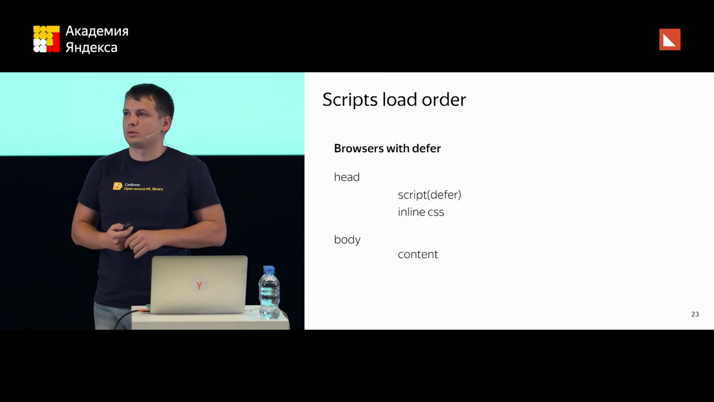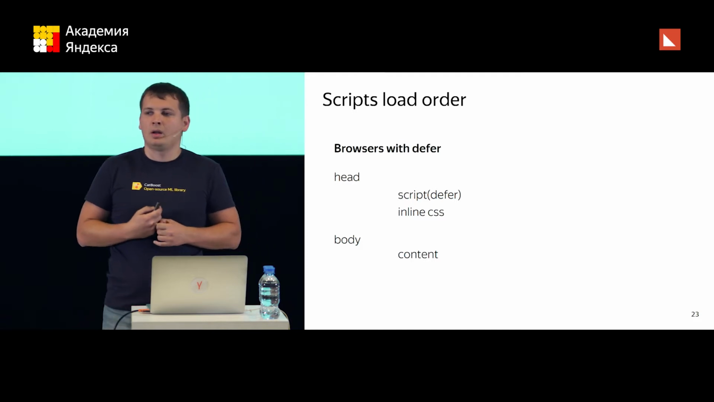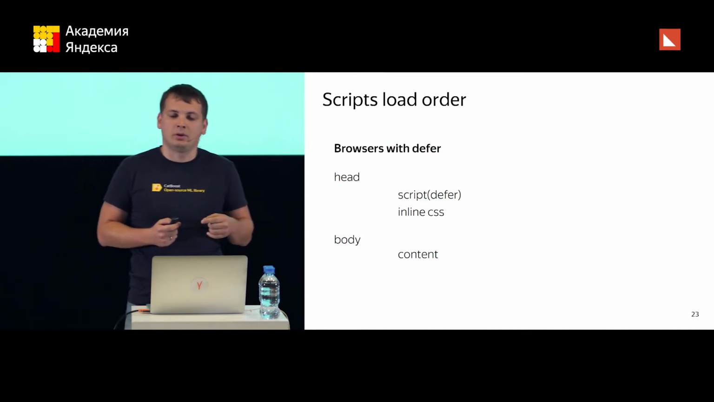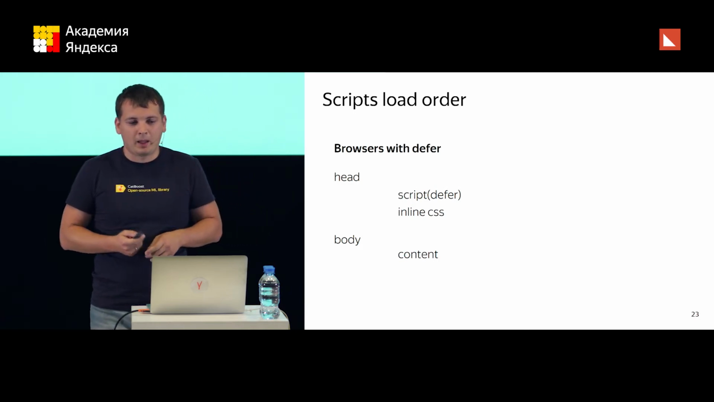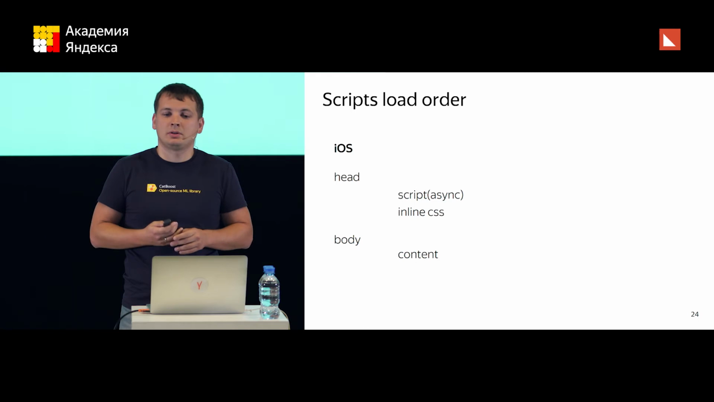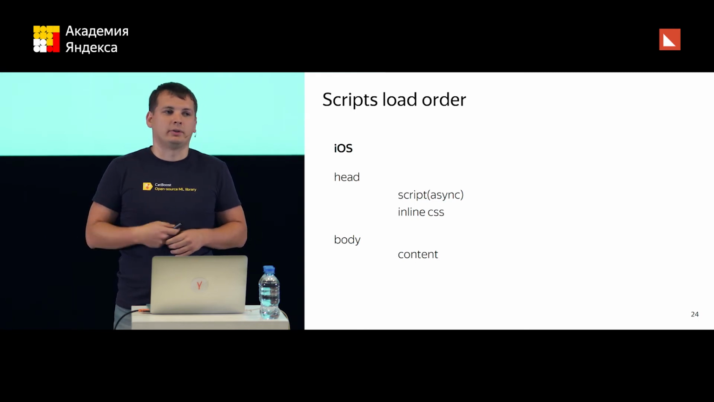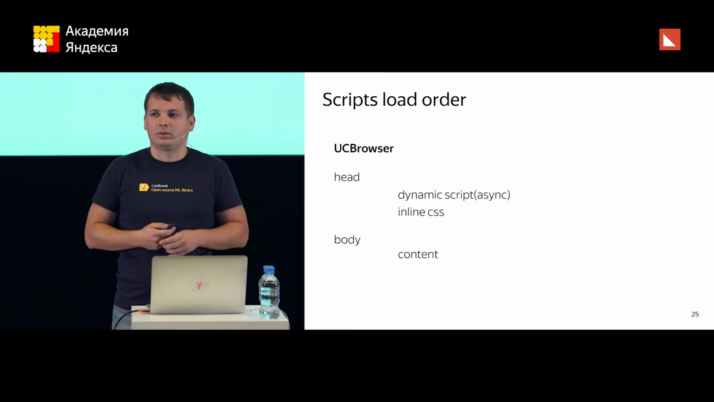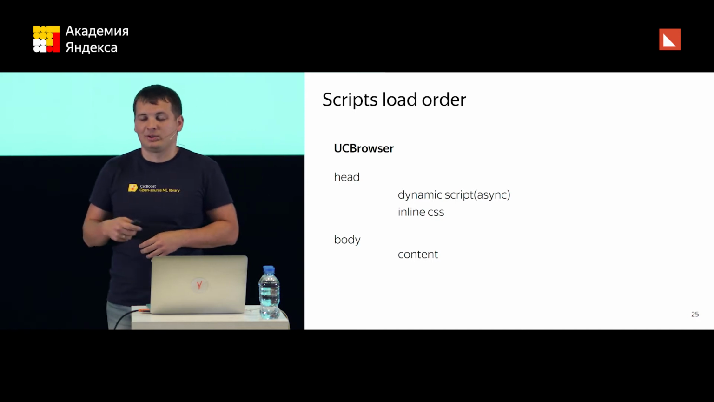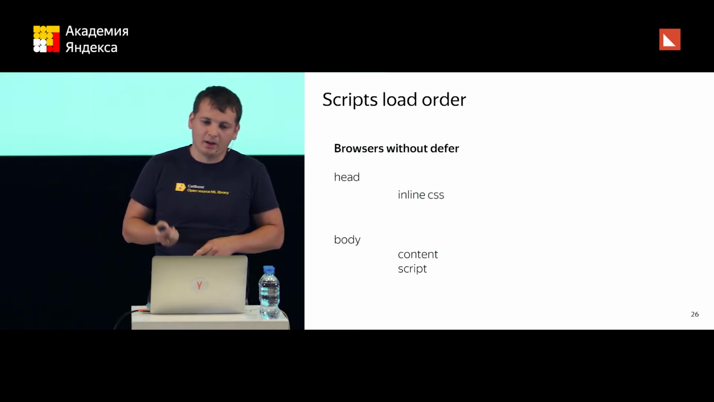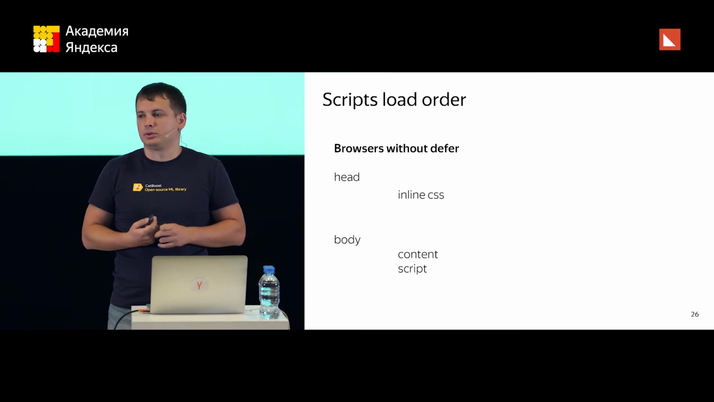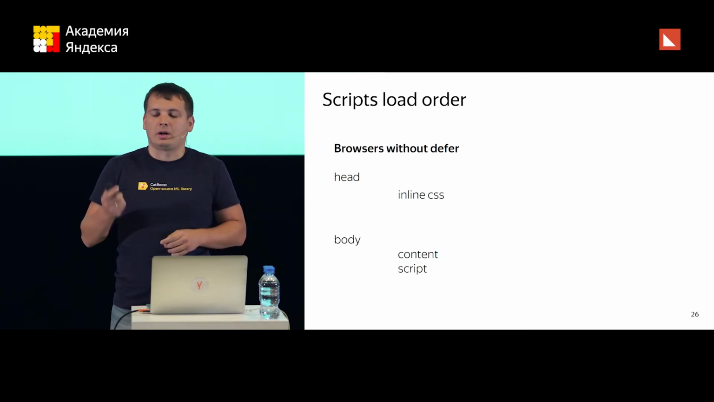So what is the optimal script load order? In browsers with defer support, you should load the script with defer before the inline CSS in the head. But in iOS, you should use async instead of defer. And for UC Browser, it's better to use a dynamic script tag instead of async or defer. And for all other browsers, you should load the scripts after the content, at the end of the body.